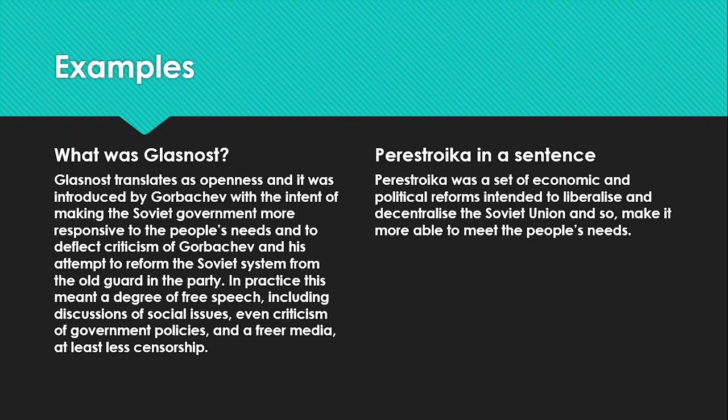Gorbachev's twin policies of perestroika and glasnost were, of course, also factors. That's your introductory sentence. Perestroika was a set of economic and political reforms intended to liberalize and decentralize the Soviet Union, and so make it more able to meet the people's needs. And then you'd go on to explain why it too was a factor in the collapse of Soviet power. But you see, I've got a good explanation of perestroika in just one sentence.